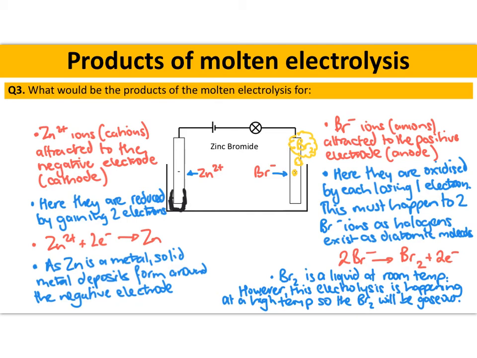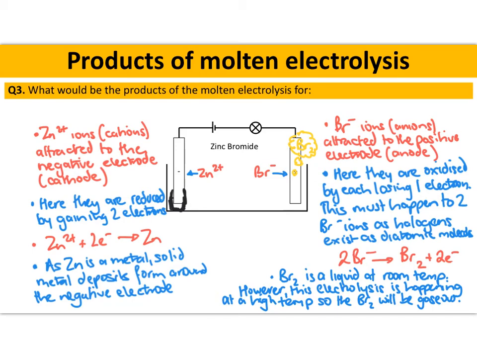At the positive electrode, we've got Br- ions, so they're going to be attracted to the positive electrode. Here they are just as with the chloride ions, they're being oxidized, so they're losing 1 electron. They're going to make bromine, and we all know that all halogens are diatomic molecules when they're in elemental form. So for every bromine molecule, we need 2 bromide ions. So we represent that with the half equation. So we have 2 bromide ions becoming bromine, and 2 electrons are lost.